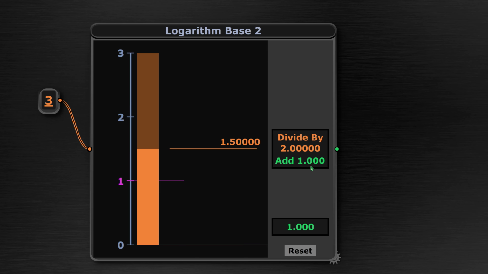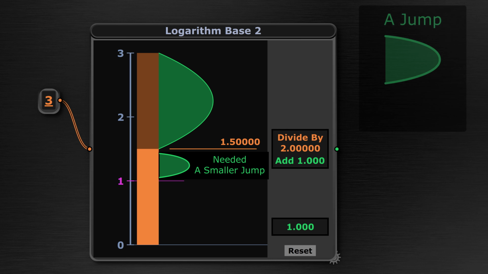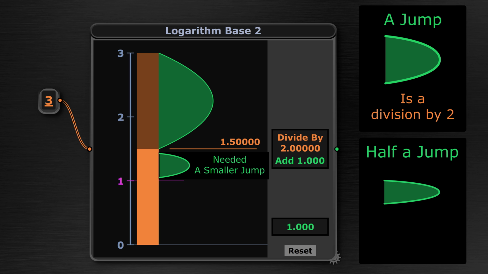My point: what's needed is a way to move a smaller amount. A smaller jump. But a jump is a division by 2. So say half a jump is half a division by 2? You can't do half a division by 2. Or can you?